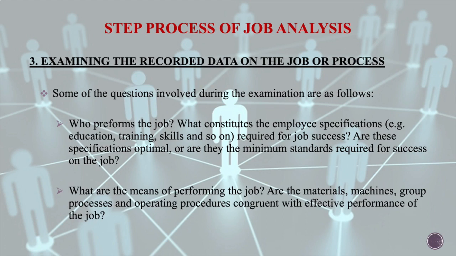Similarly, what are the means of performing the job? Are the materials, machines, group, processes and operating procedures congruent with the effective performance of the job? These need to be checked. So this information may very well be used to draft the job description or specification, which should be reviewed by the job incumbent, but also reviewed by the supervisors.